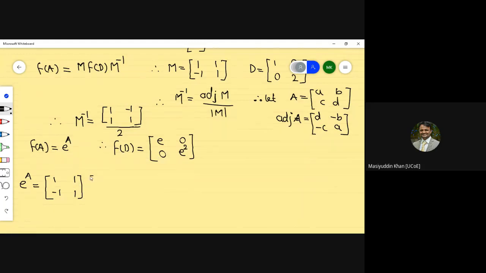f of D means this matrix we have to put e 0 0 and e square, into all our multiplication term M inverse we have to put. So M inverse means this matrix. So 1 by 2 को मैं आगे लिख देता हूँ, 1 by 2 into this 1 minus 1 1 1.